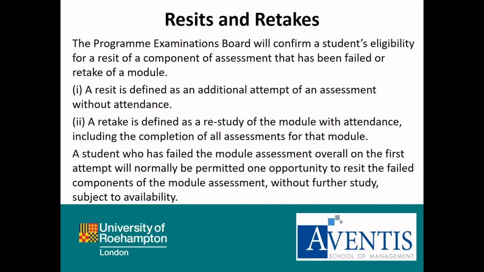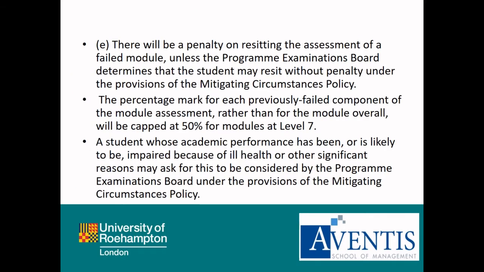The Program Examinations Board will confirm a student's eligibility for the receipt of a component of assessment that has been failed or retake of a module. A receipt is defined as an additional attempt of an assessment without attendance. A retake is defined as a restudy of the module with attendance, including the completion of all assessments for that module. A student who has failed the module assignment overall on the first attempt will normally be permitted one opportunity to resit the failed components of the module assessment without further study, subject to availability.